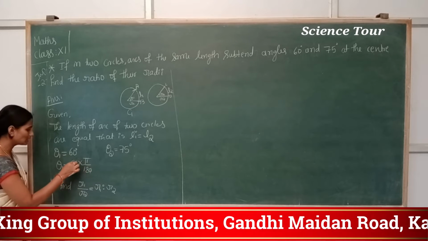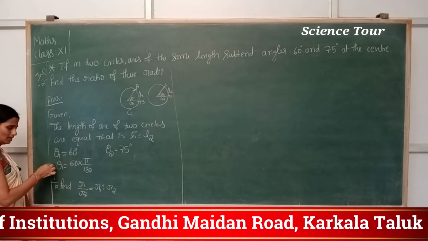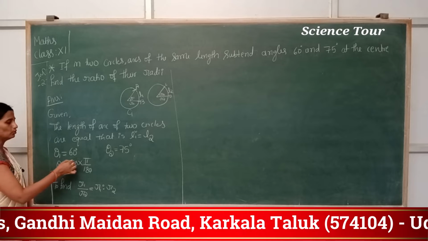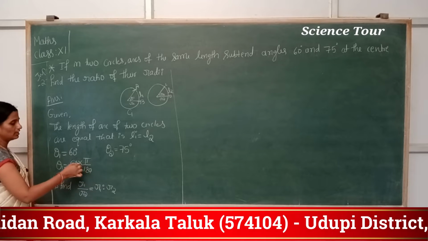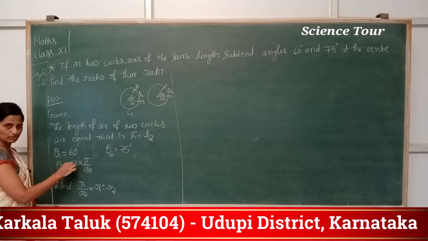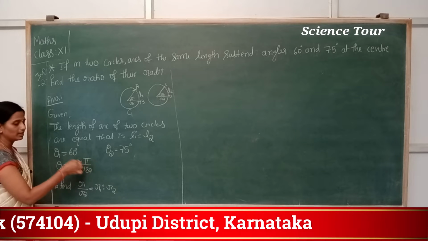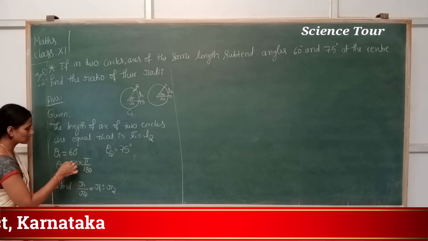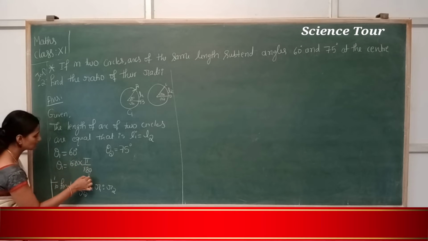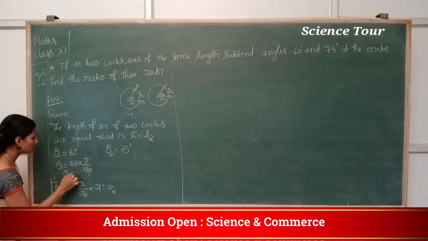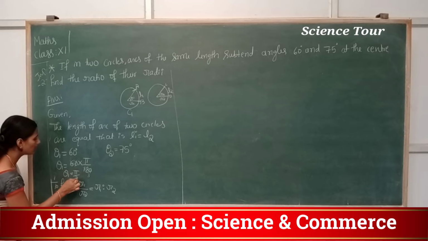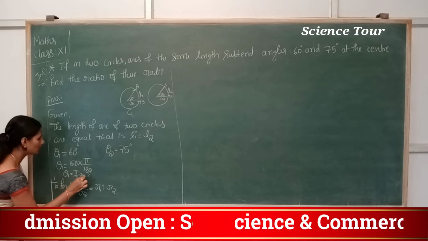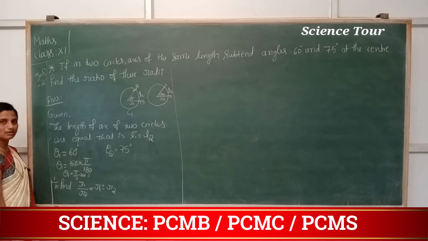So radian measure is equal to pi divided by 180 into degree measure. So pi divided by 180, degree measure is 60. So this and this cancel, 6 ones are 6, 6 threes are 18. So theta 1 is equal to what? Pi divided by 3 radian.